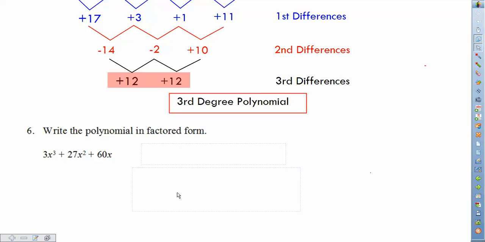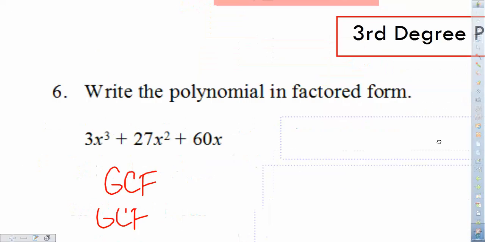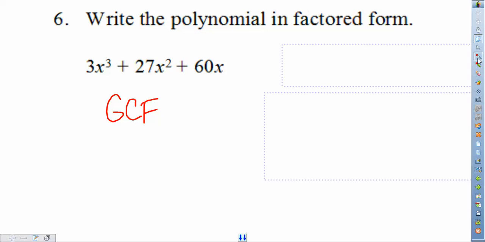Okay? Now this guy right here. Write the polynomial in factored form. Rule number 1, when it comes to trying to factor, the very first thing you should always look to do is GCF, greatest common factor. Zoom in here, and let's look for some greatest common factors. I can see it. The first step, identifying a greatest common factor, is look at the numbers. A 3, a 27, and a 60.